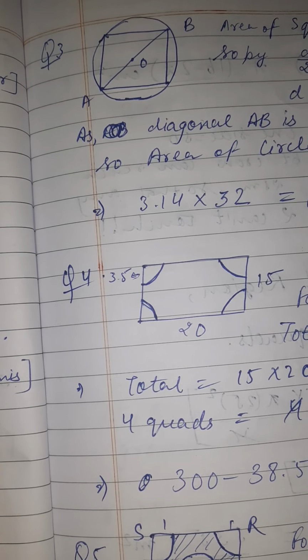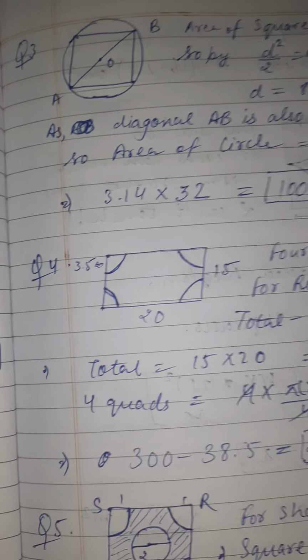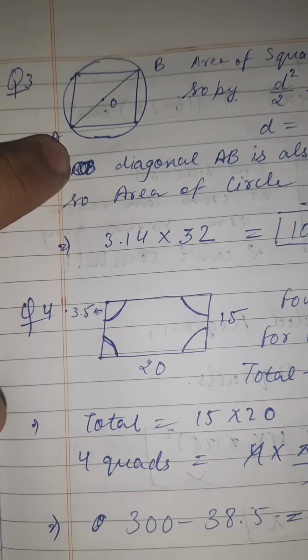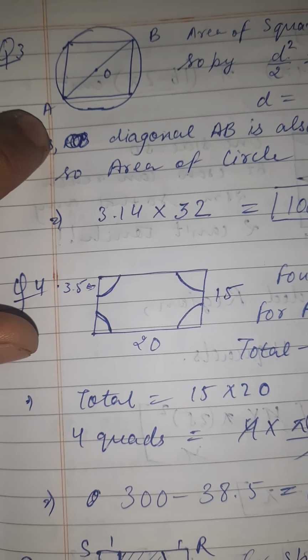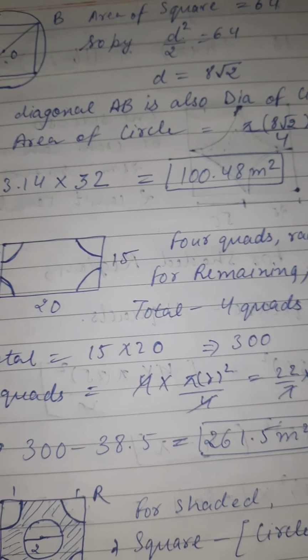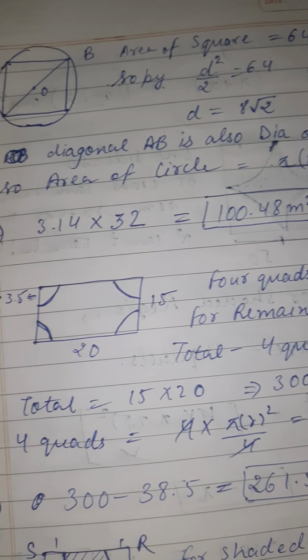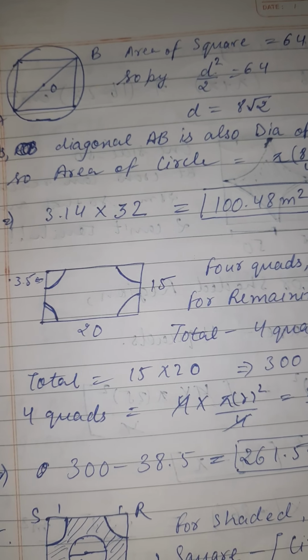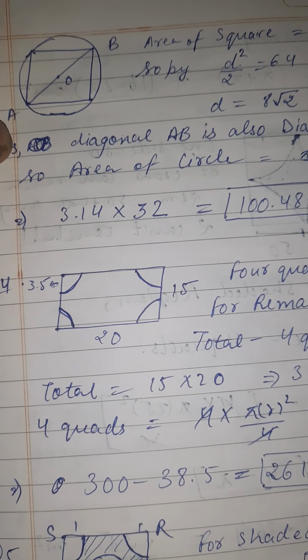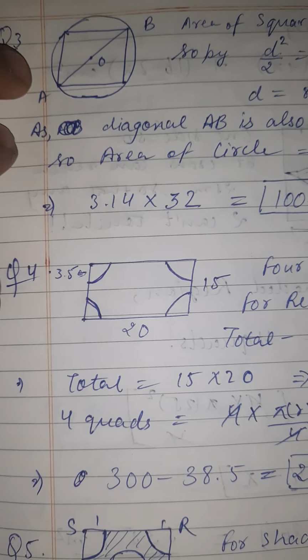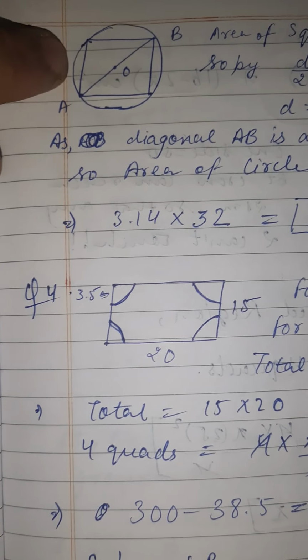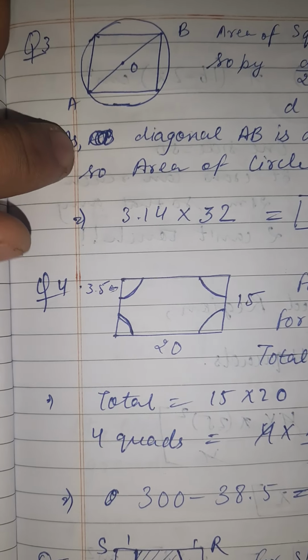So it's a circle and inside the circle a square is inscribed, and the area of the square is 64 meters square. Now, as we have been given the area of the square, we can find the diagonal of this square. If we look in the figure, the diagonal of this square would be equal to the diameter of this circle.